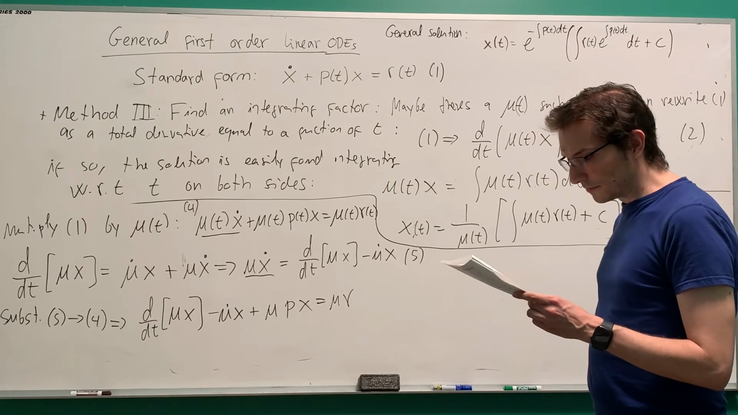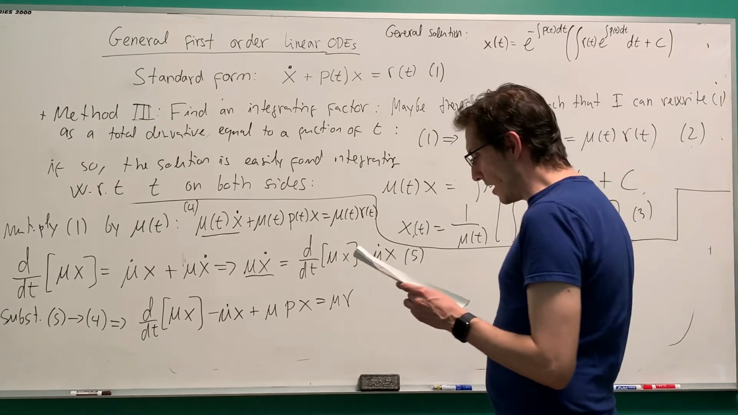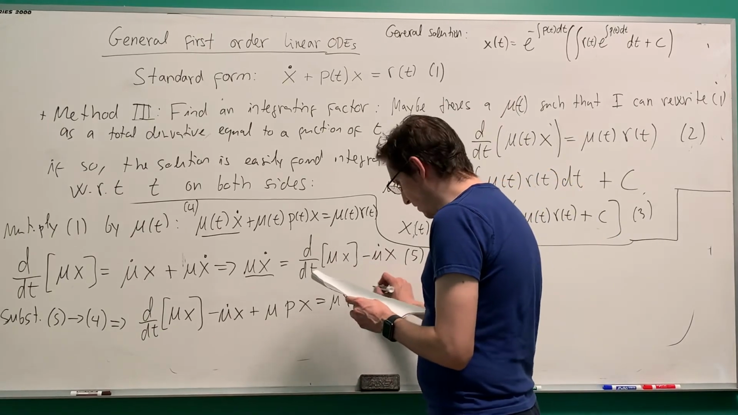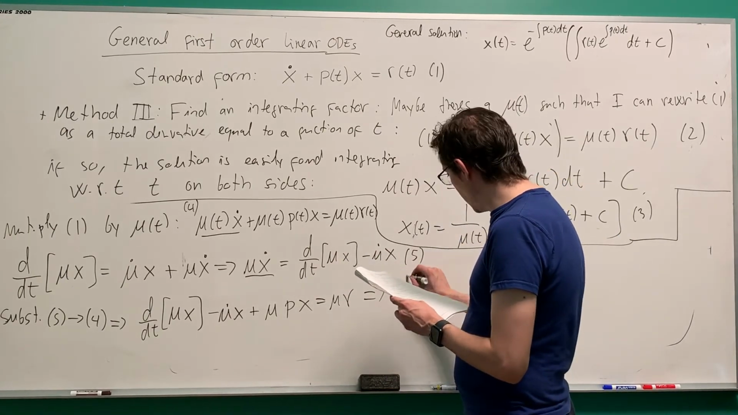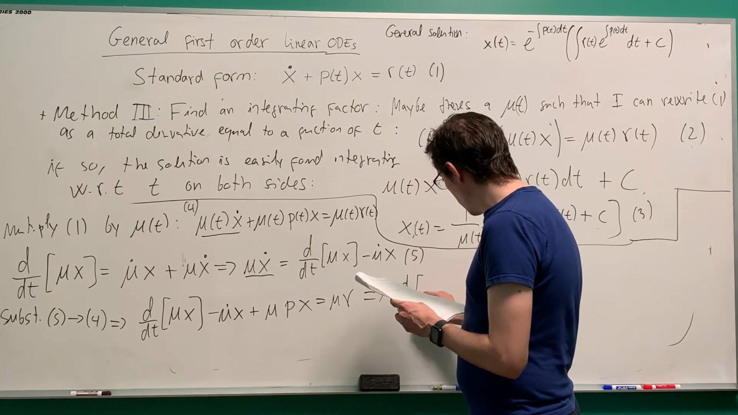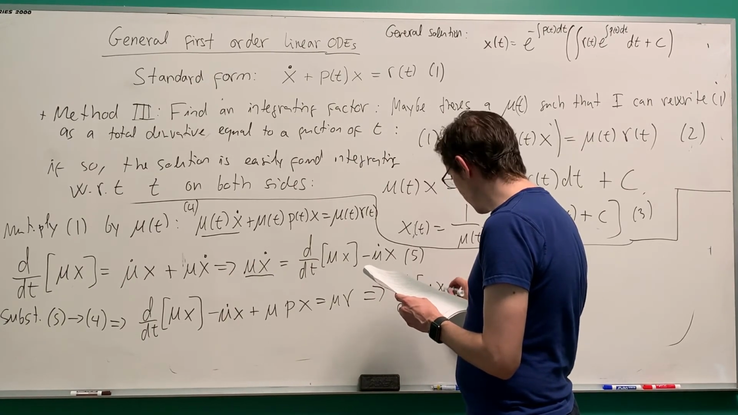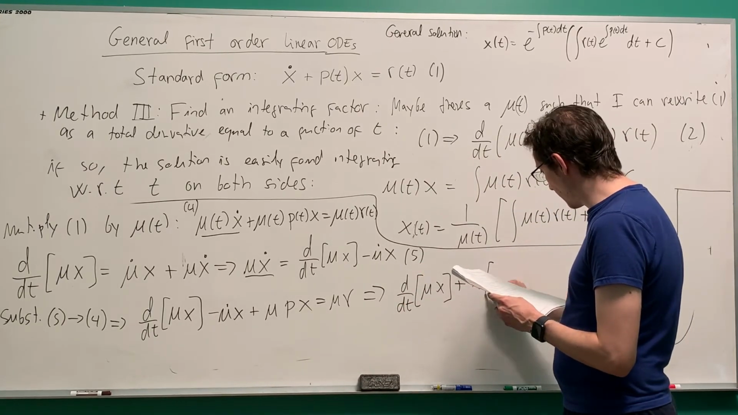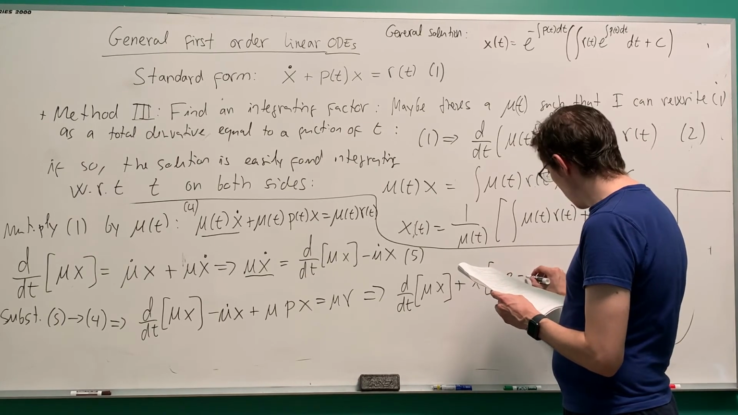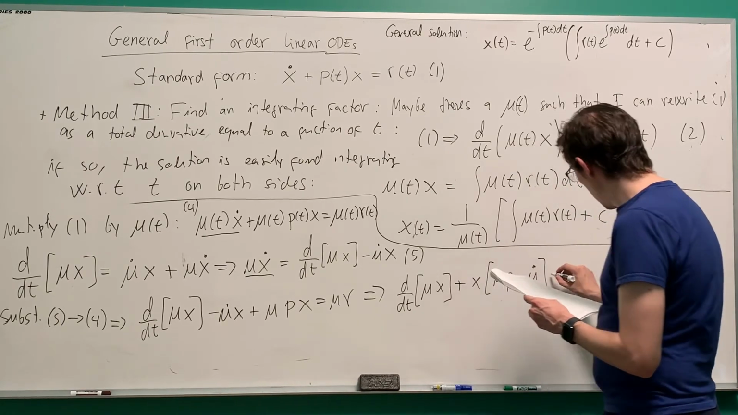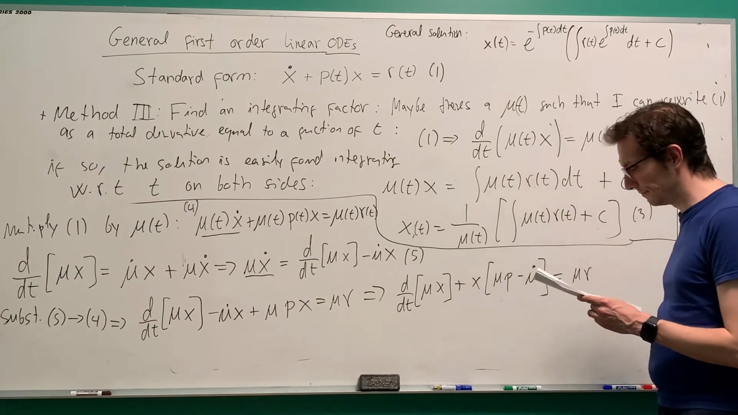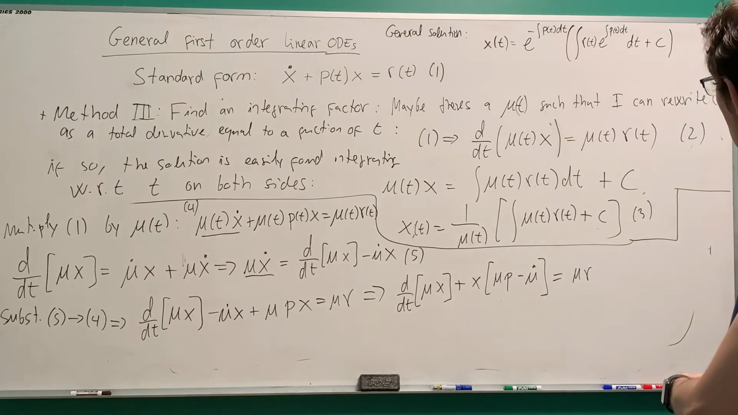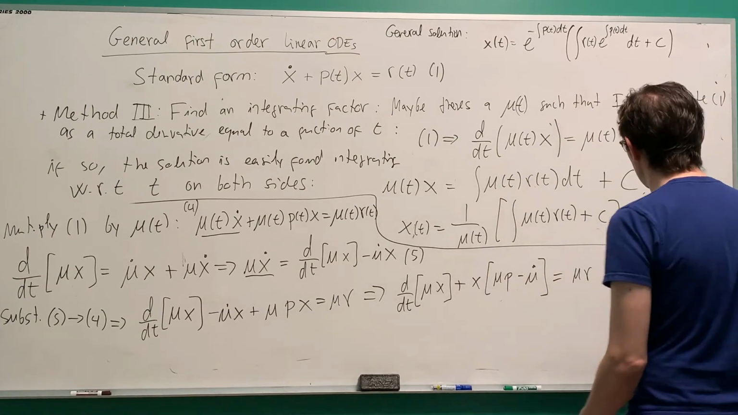All right, wonderful. So if we do that now, we simplify this to the following. We get d dt acting on mu x, plus the common factor of x, x multiplying mu p minus mu dot, equals mu r. All right. So now this equation, let's call it 6.